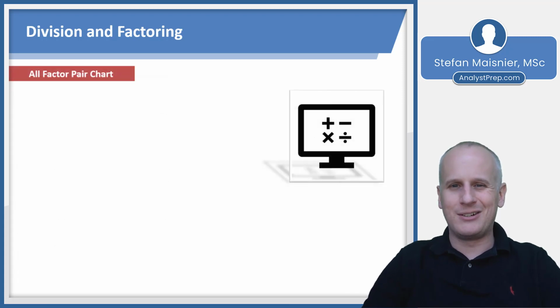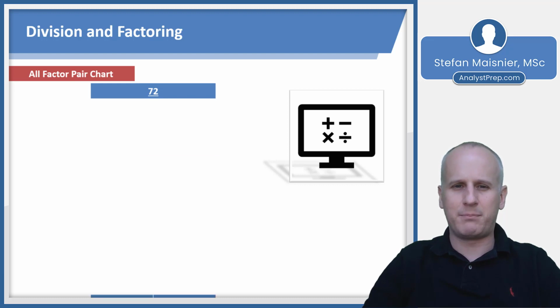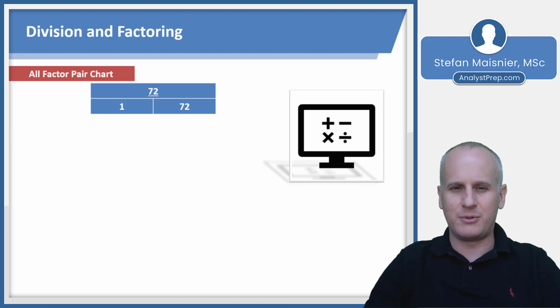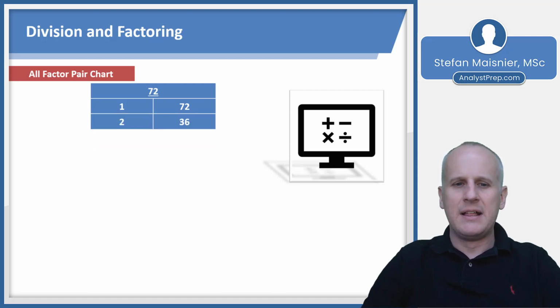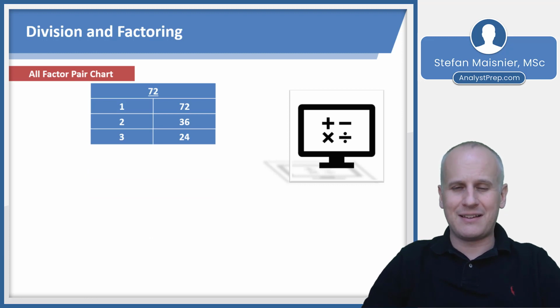So there are two ways that you're going to consider factors. The first is as an all factor pair chart, and your first factor pair is always going to be 1 and the integer itself. So we can see we're basically working through the factors of 72. So 1 goes into 72 72 times, and we're just going to go down the line with our divisibility rules. So 72, the 2 in the units digit is even, so we know that 2 goes into 72, and it does so exactly 36 times. Then we know that 3 goes in because 7 plus 2 is 9, and 9 is divisible by 3, and 3 goes into 72 24 times.